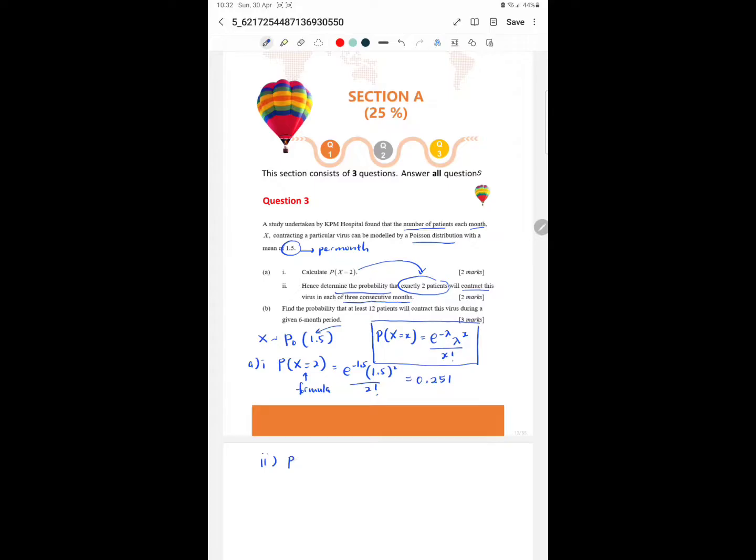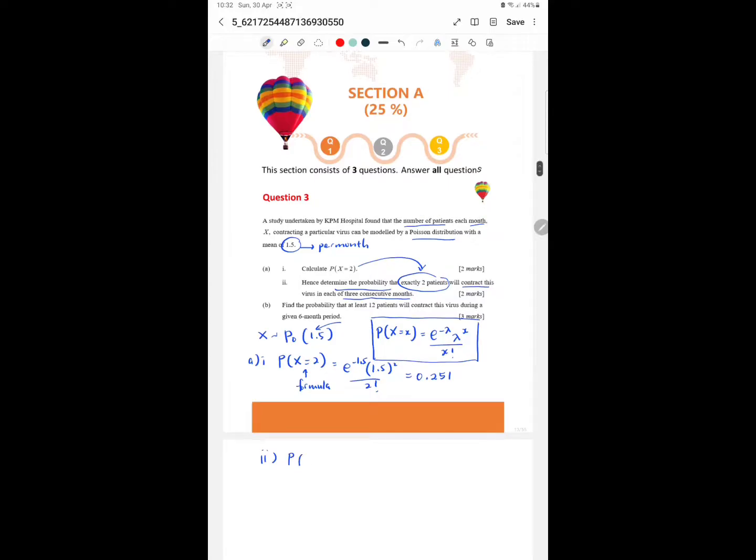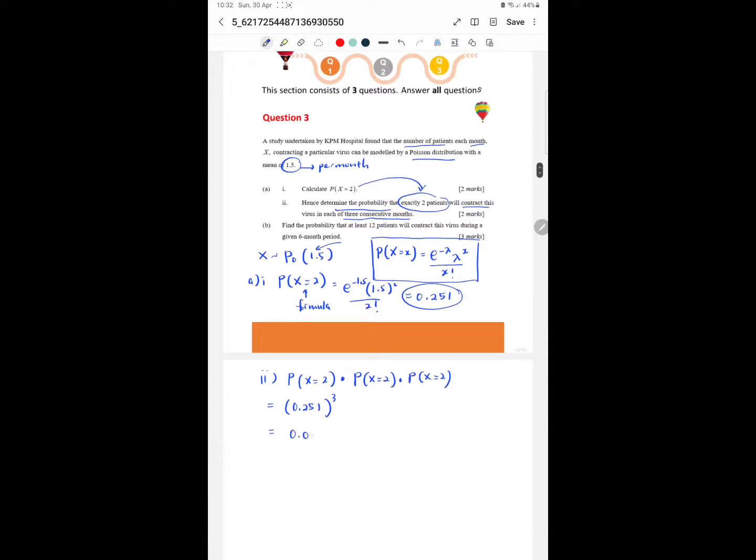So kalau kita nak cari probability untuk 3 bulan berturut-turut, maksudnya probability yang X equals to 2 tadi akan darab dengan yang sama juga sebab dia independent events. Right? Jadi yang ini jawapan tadi tu kan 0.251 kan, masukkan terus 0.251 times 0.251 times dia 3 kali, kuasa 3 terus. Okay, so when we calculate power of 3, we will get 0.0158. Right, marks will be given here.